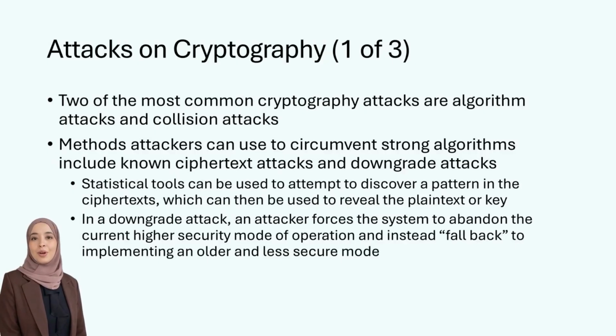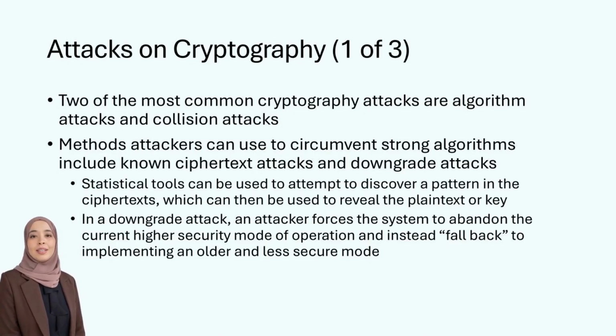Let's talk about some common attacks on cryptography. One type is algorithm attack, where attackers look for weakness in the encryption method itself to break the code. Another is collision attack, where they try to find two different pieces of data that end up having the same encrypted form, making it easier to crack, I would say, the original message. And there are other ways attacks can break encryption too.